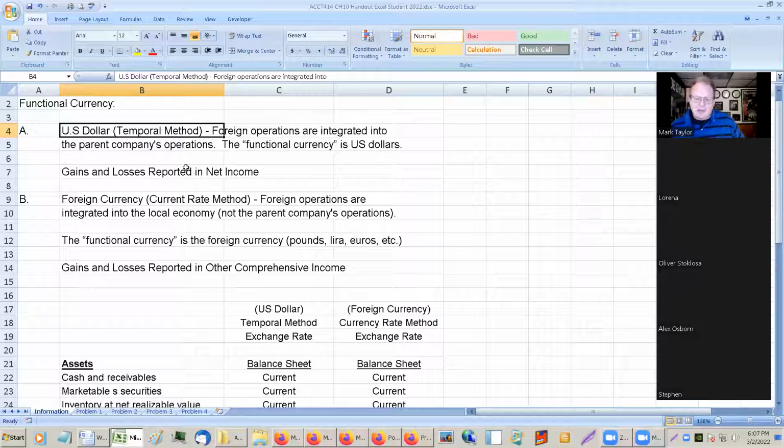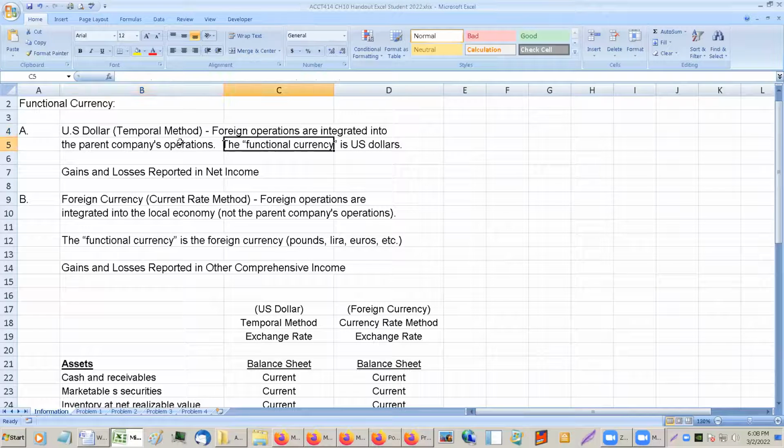You're translating. It could be because you're in one of those countries that is devaluing their currency for whatever reason. So you want to transfer it into US dollars as quickly as possible, because if you hold on to it, it's going to be worth less. So the temporal method is when you have a foreign subsidiary, but you basically operate it in the functional currency, which is US dollars. That's when you change everything as soon as you can, usually.